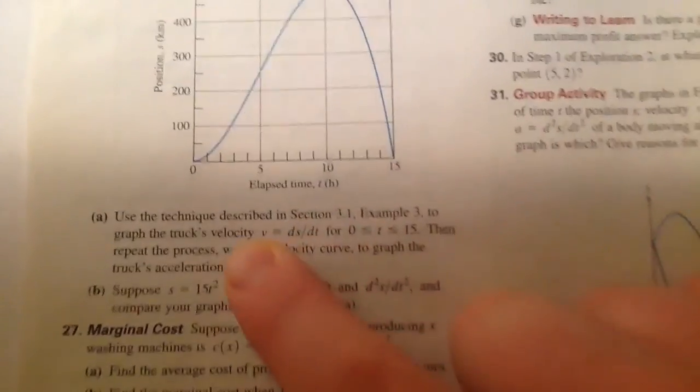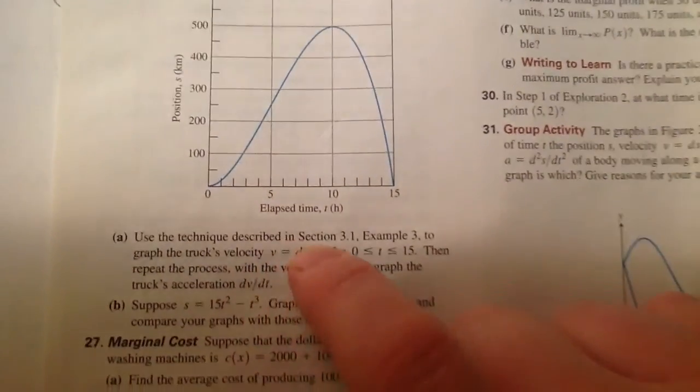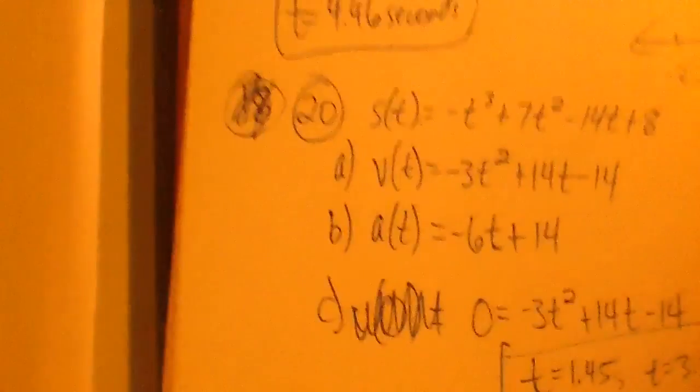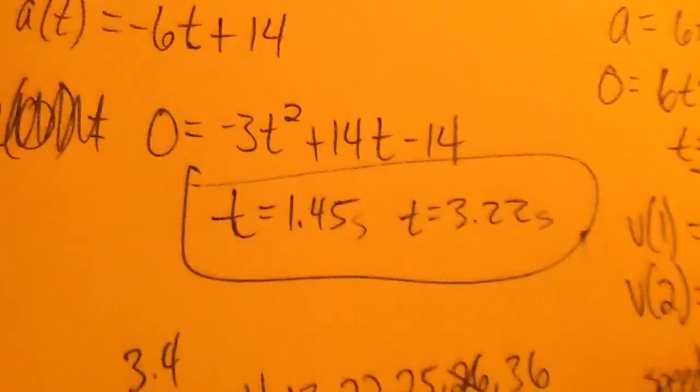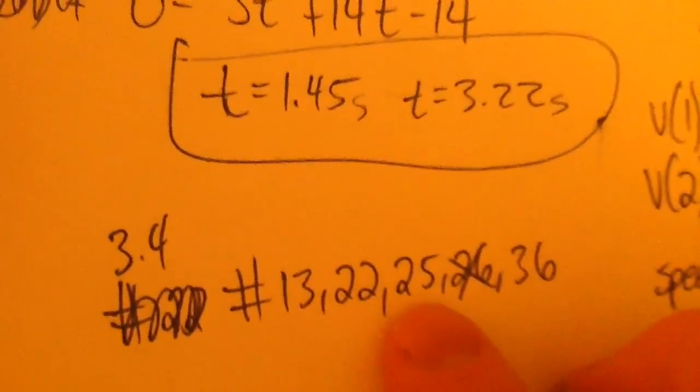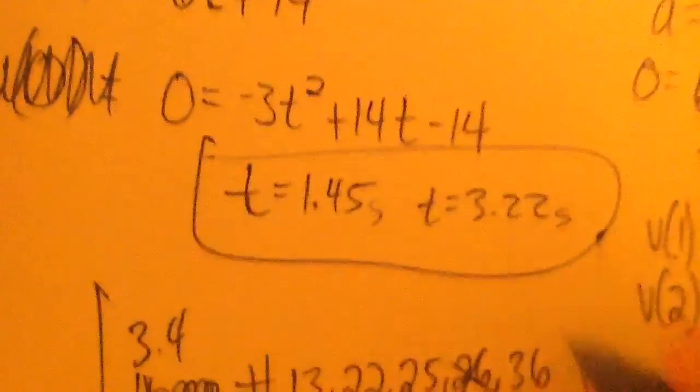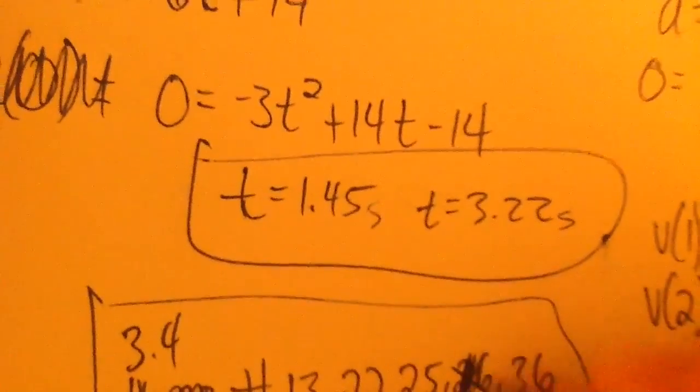Let's see, what else did I say? 26 says use blah blah blah, but maybe let's just take that one off. Don't do 26. Let's do 13, 22, 25, 36. If you can do those four, I'd be happy.